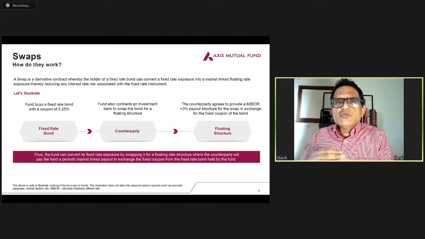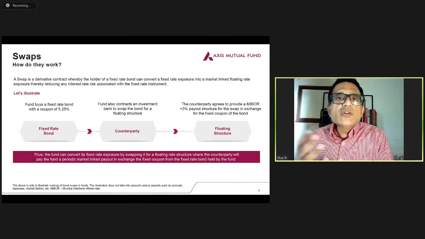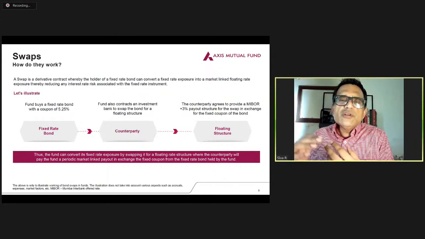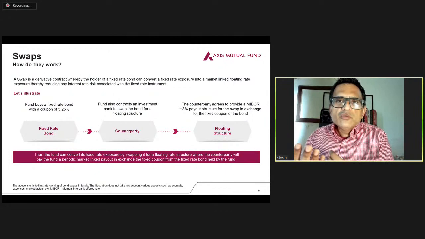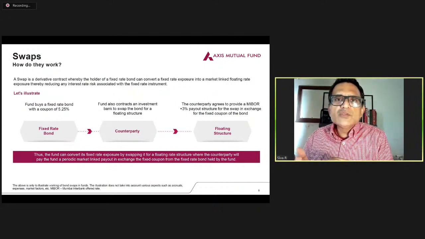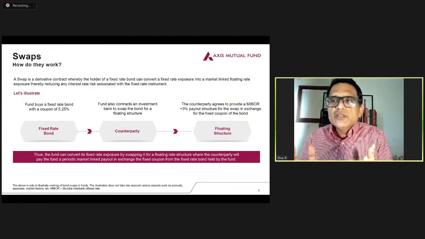In a synthetic floating rate instrument, what happens is that we buy a fixed rate bond, and then we enter into a contract with a counterparty such as a bank or another financial institution to exchange fixed rate for floating rate. So I own a fixed rate bond, and I enter into a contract to pay a fixed rate to that entity, and they in turn will pay me a floating rate. So in effect, the total combination of the two, the fixed rate bond plus this so-called swap of coupons, converts my bond into a floating rate instrument.